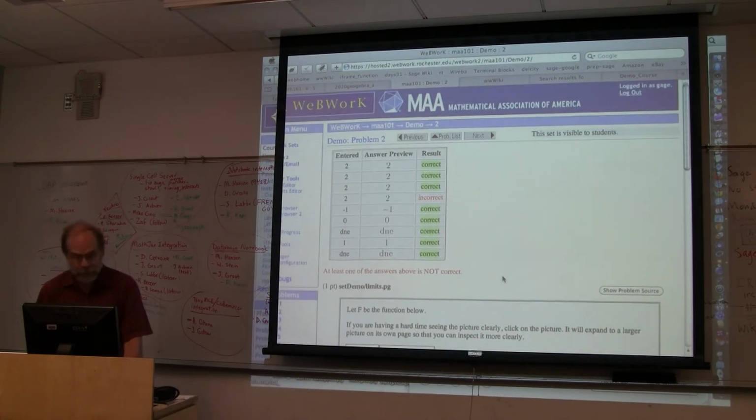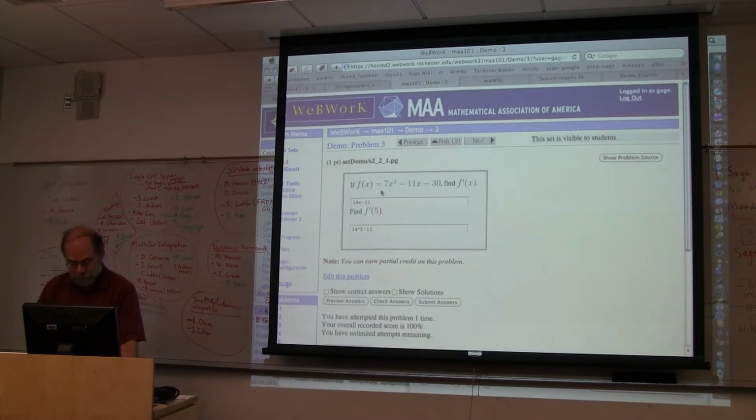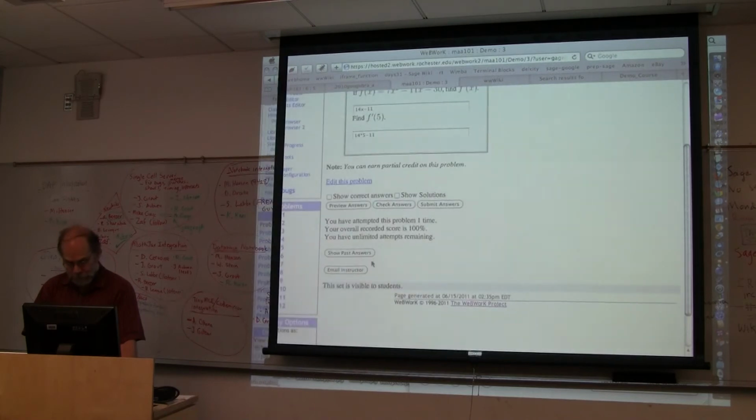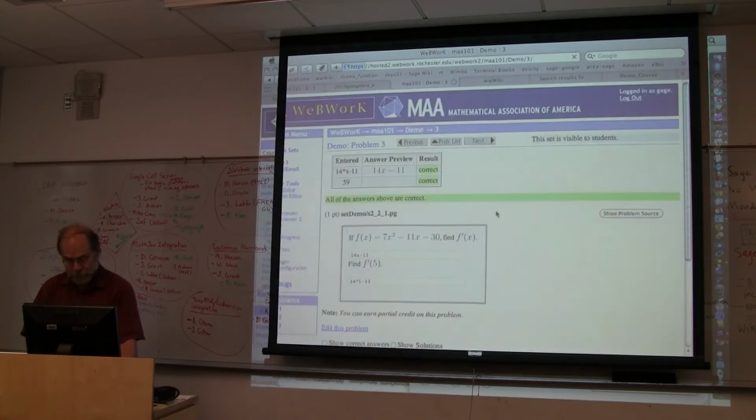Okay, and I still got something incorrect, but I'm going to fix that. Again, you can go play with this yourself. So here's one where you're supposed to take the derivative. I showed you the kind of thing that this works with before. Okay, that's how that works.